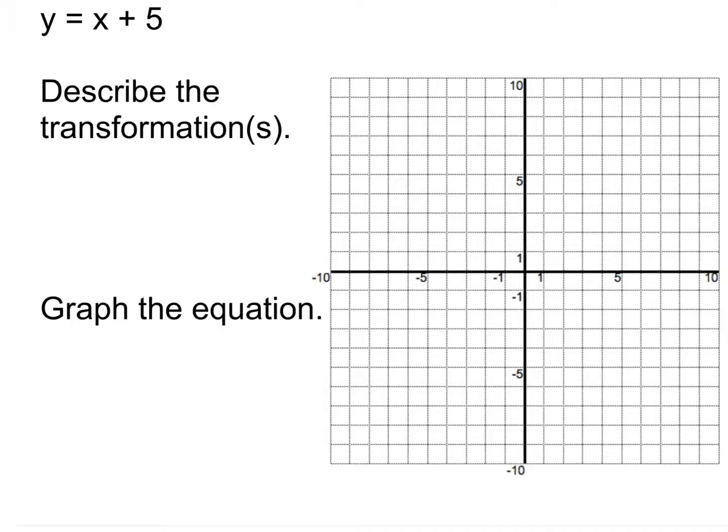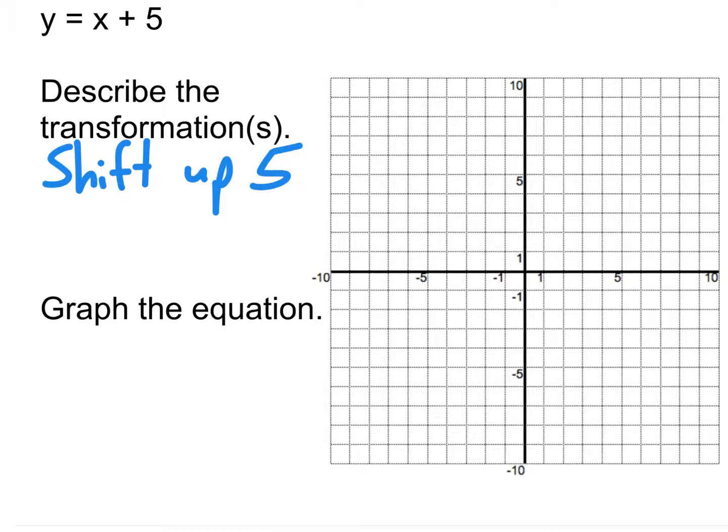Please write this equation, y equals x plus 5, above your second graphing grid. And just like with the previous one, I'm going to start by describing the transformations. So if I have a plus 5 hanging on the end like that, what is that as a transformation? Very good, yep. We're starting to see it. It is a shift up 5.